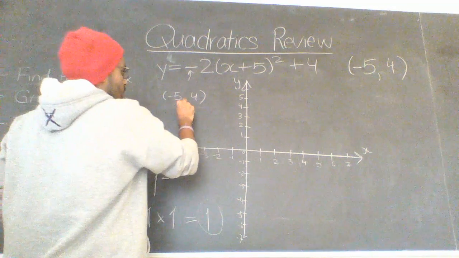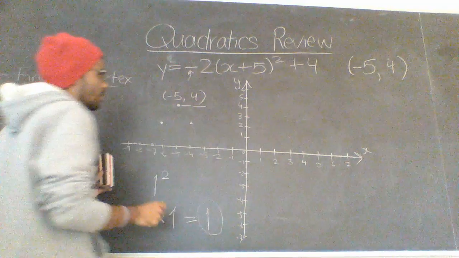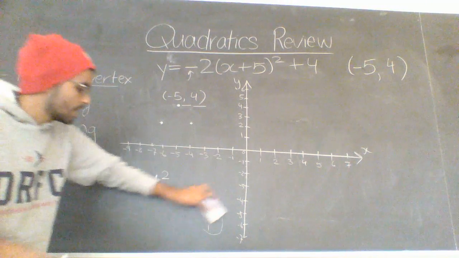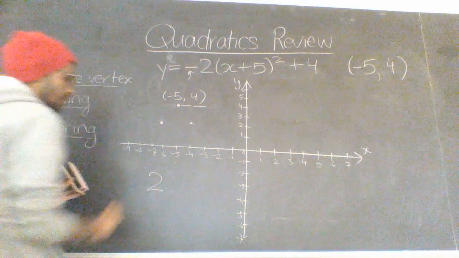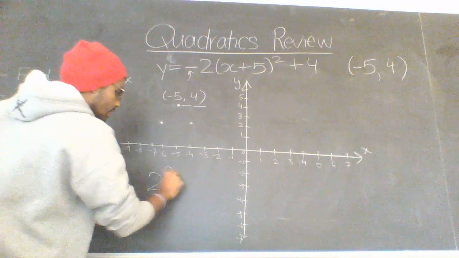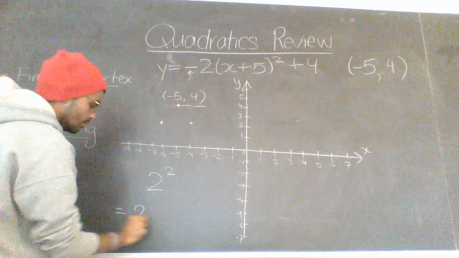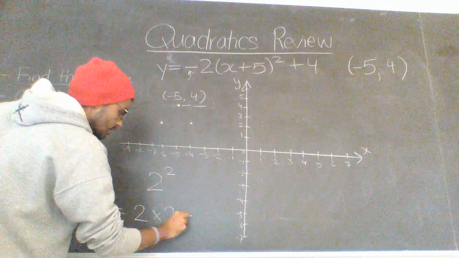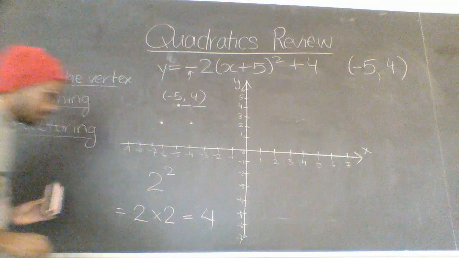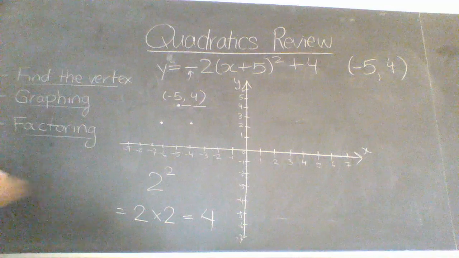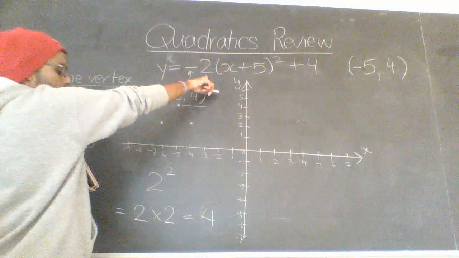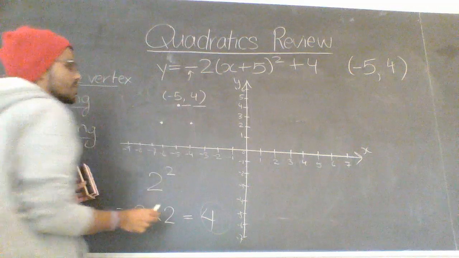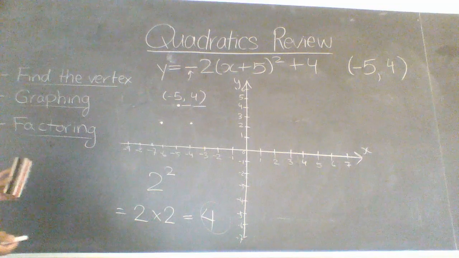If you go 2 units over to the right, then you're not working with 1 squared anymore. Now you've gone 2 units over, so now you're working with 2 squared, which is 2 times 2, which is 4. All right, so now we've got this 4, but because we have this -2 up here, we've got to double this 4. So instead of 4, it becomes 8.